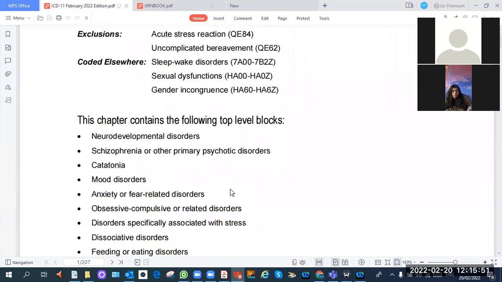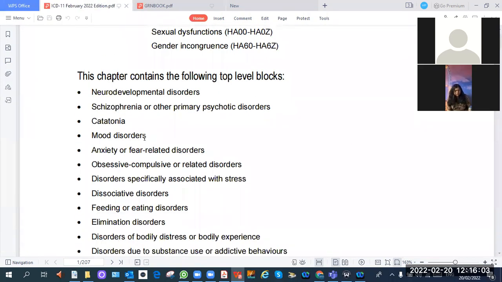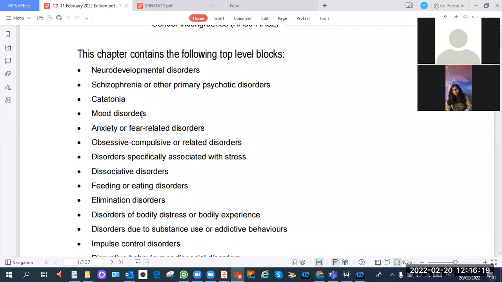This block contains neurodevelopmental disorders, so we are starting with birth, neurodevelopmental disorders. Now we are going to schizophrenia, then catatonia, then mood disorders. So from birth we go to the teenage and 20s. We go to schizophrenia, catatonia, more psychotic disorders, in the same way it was F20. Then mood disorders, the same way it was F30s.